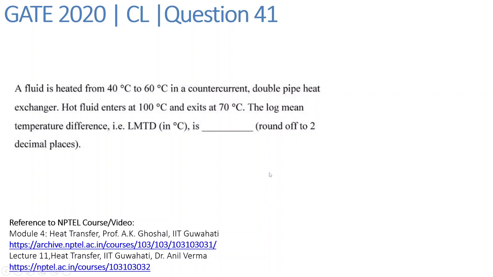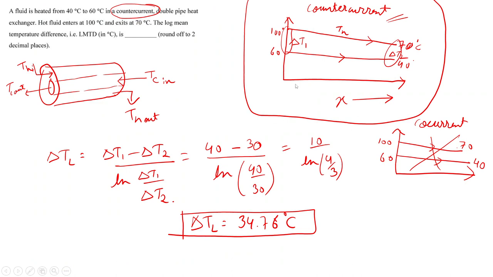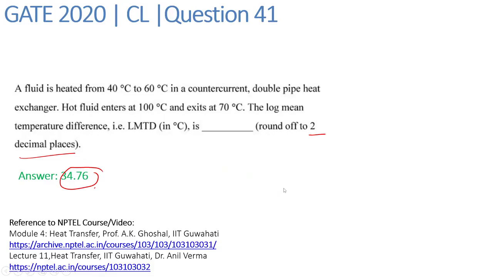Okay, so this was a straightforward question. In the video, I just made an error in this direction. In this case, as the fluid is heated from 40 to 60 in counter current, the direction will be opposite to that of the hot fluid. The rest of the calculations were correct, and I guess you have also solved correctly. And the final delta TL was 34.76. So we can move on to the next question.